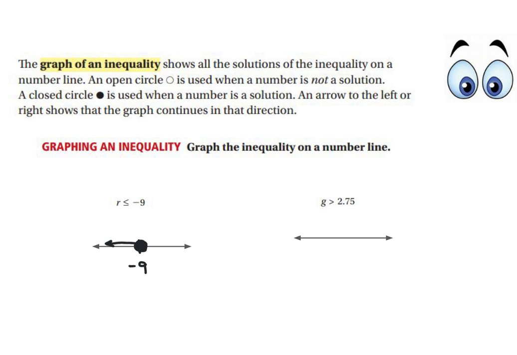G is greater than 2.75, so I label my point. My arrow greater than is going to go to the right. My circle will stay open because G cannot be equal to 2.75, it can only be greater. So if you have less than or equal, or if you have greater than or equal, you will have a filled in circle. If you have less than or greater than, you'll have an open circle.